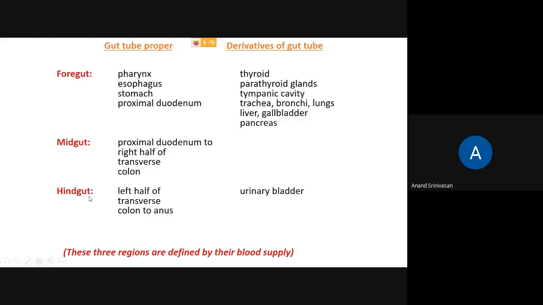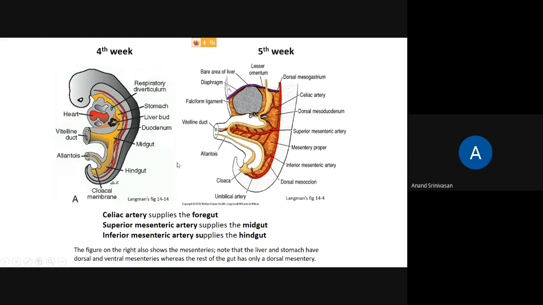Now how are these three regions defined? They are mainly defined by their blood supply. The foregut is mainly supplied by the celiac artery. The midgut is mainly supplied by the superior mesenteric artery. And the hindgut is mainly supplied by the inferior mesenteric artery. So celiac artery, superior mesenteric artery, and inferior mesenteric artery.